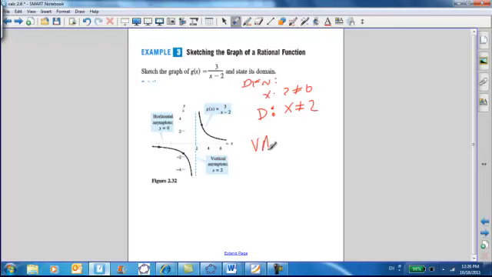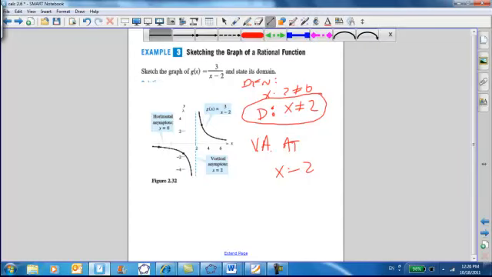We put a vertical asymptote at x equals 2. Notice the difference between these two statements. Here I'm saying the domain restriction, all real numbers except 2. And here I'm describing the vertical asymptote at x equals 2. And we should put the y-axis back in here.